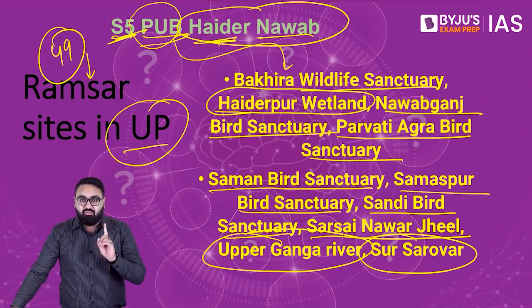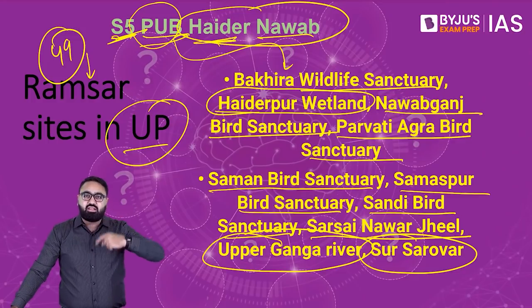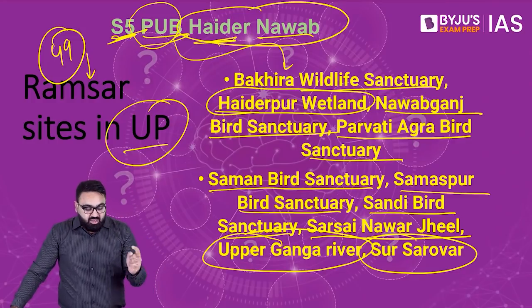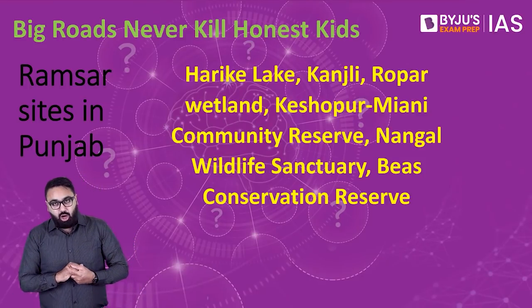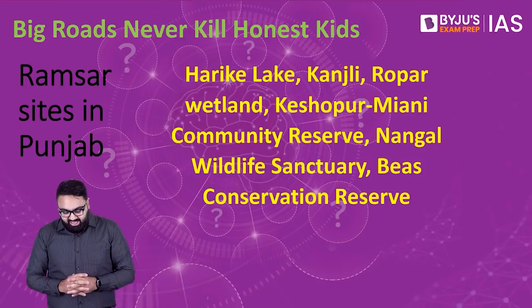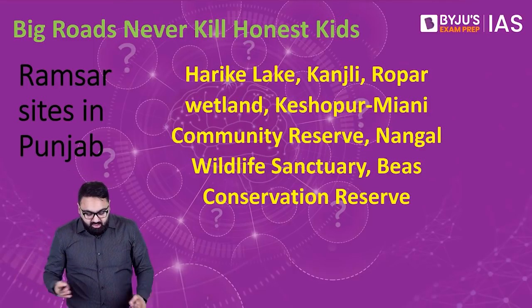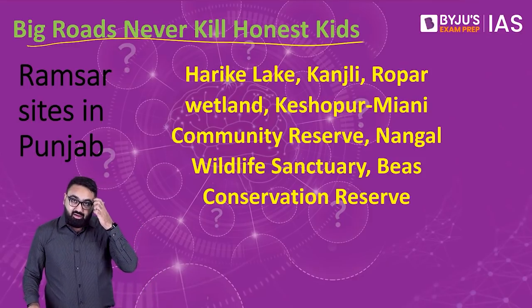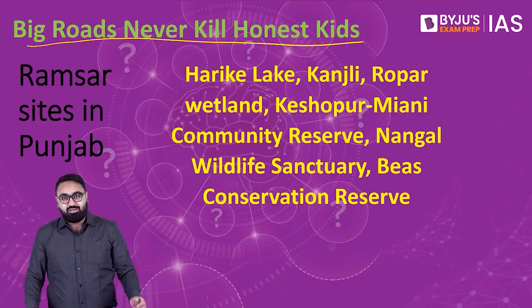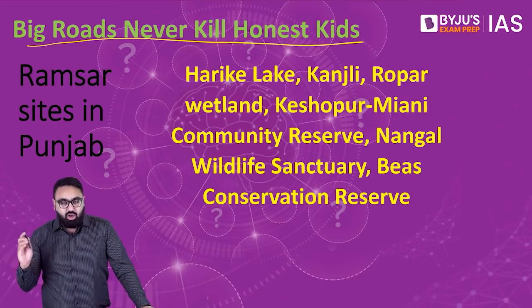So we have covered one state, and let's first try and fix that in our memory and then jump on to the next state. The next state and its Ramsar sites that we will discuss is Punjab. Now, Punjab also has quite a few Ramsar sites which include the Harike Lake, the Kanjli, Ropar Wetland, etc. For this, remember this phrase: big roads never kill honest kids. If you're a parent, maybe this is a good phrase to tell to your kids. If you're honest, the big roads will never kill you. So, big roads never kill honest kids.